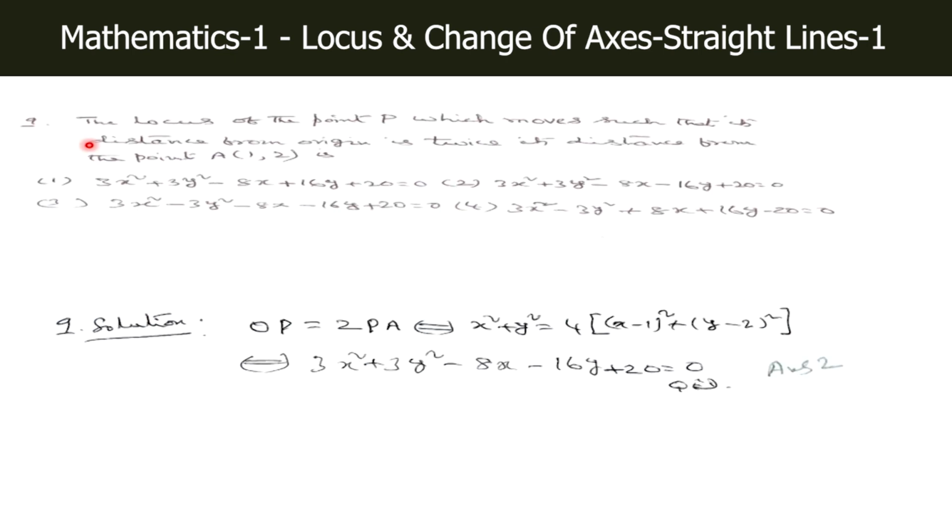Question number 9. The locus of the point P which moves such that its distance from the horizon is twice its distance from the point A(1, 2) is so and so options.